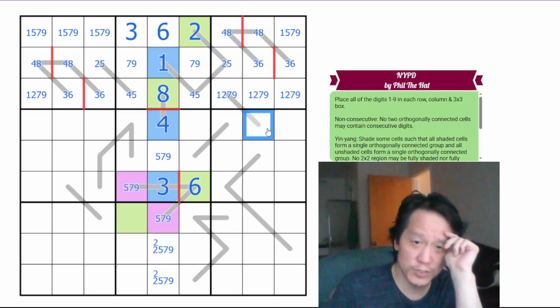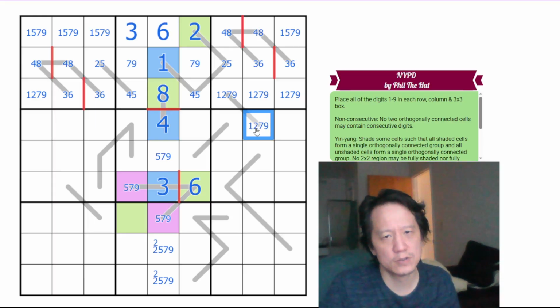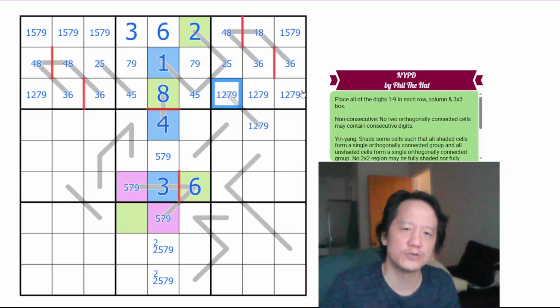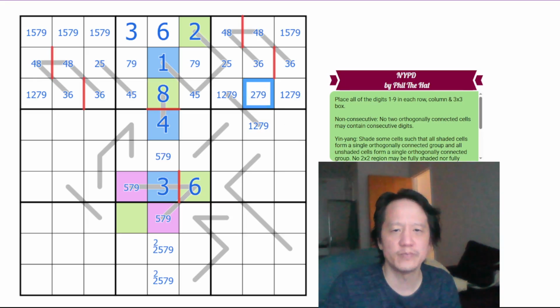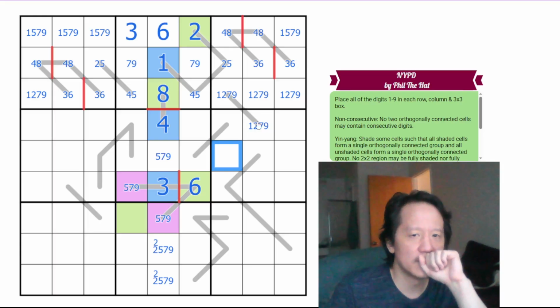So if this is 1, 2, 7, or 9. If it's 7 or 9, it has to be 7 or 9 here. If it's 1 or 2, it could be 1 or 2 here. 1 cannot be here, because if 1 is here, there's a 2 guaranteed to be in either of these cells. So it would be consecutive with it. So this cannot be 1. No. Yes, 1. No. 2 could be here, too. Never mind. This is 1, 2, 7, 9.